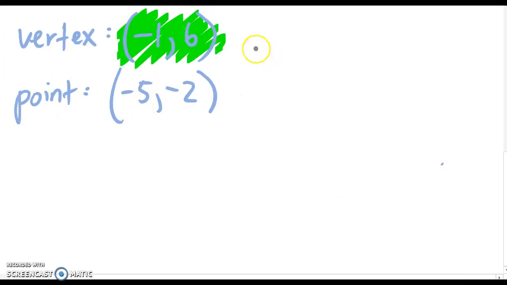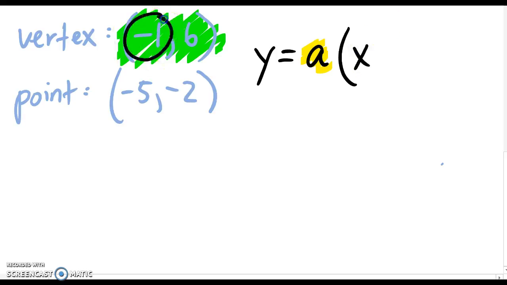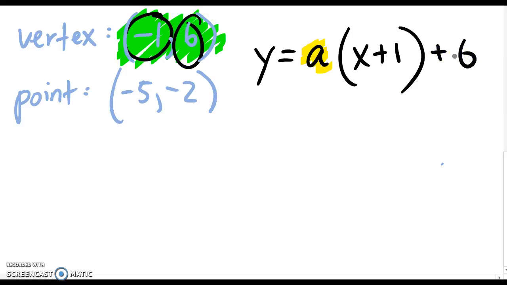So I can say y equals, we don't know the a term, we're going to be solving for it, times (x minus h). Our h is -1, so it's x minus -1. Subtracting a negative is really adding, that's why it's opposite. So x plus 1, and then we have our k term of 6, so plus 6. Then we solve for that a term by taking a point that it passes through and substituting that in for x and y.